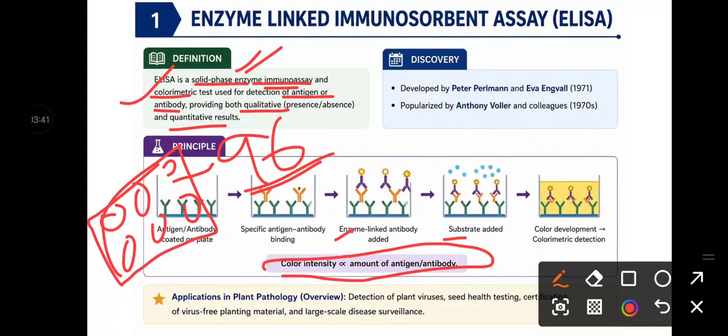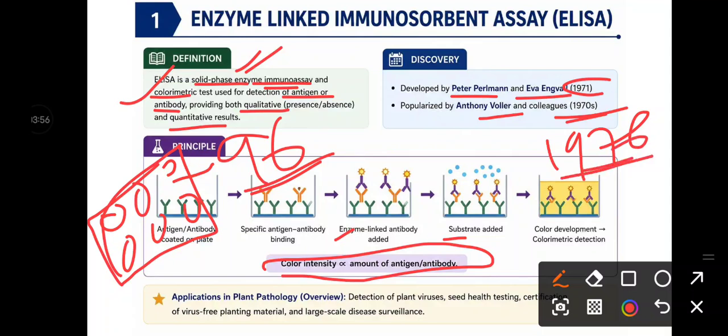Initially this assay was discovered by Peter Perlmann and Eva Engvall in 1971, later popularized by Voller et al. in the 1970s, you can say 1976. In most of the MCQ based books you can find this Voller name. Generally for plant based ELISA assay this name is popular. Means for plants or plant pathogens, this ELISA technique was popularized by Voller et al. 1976.